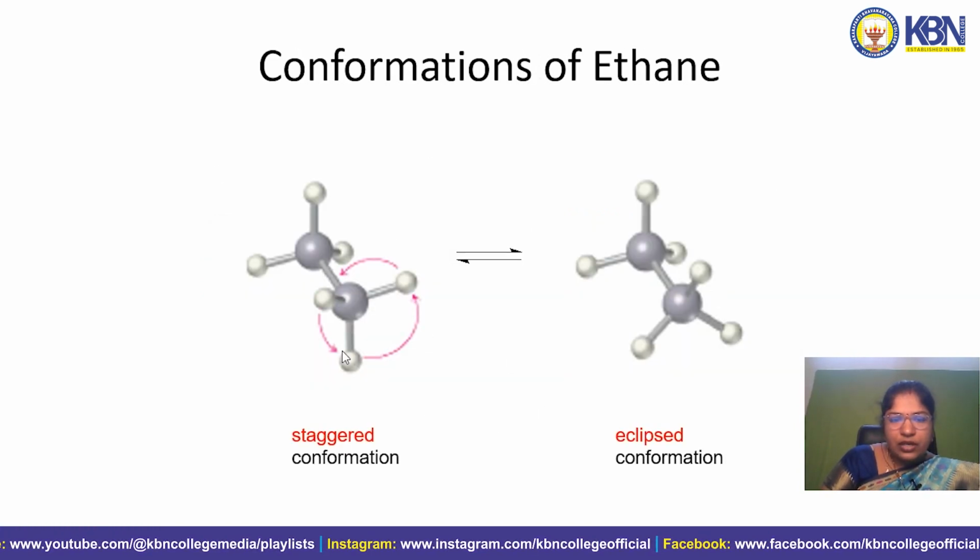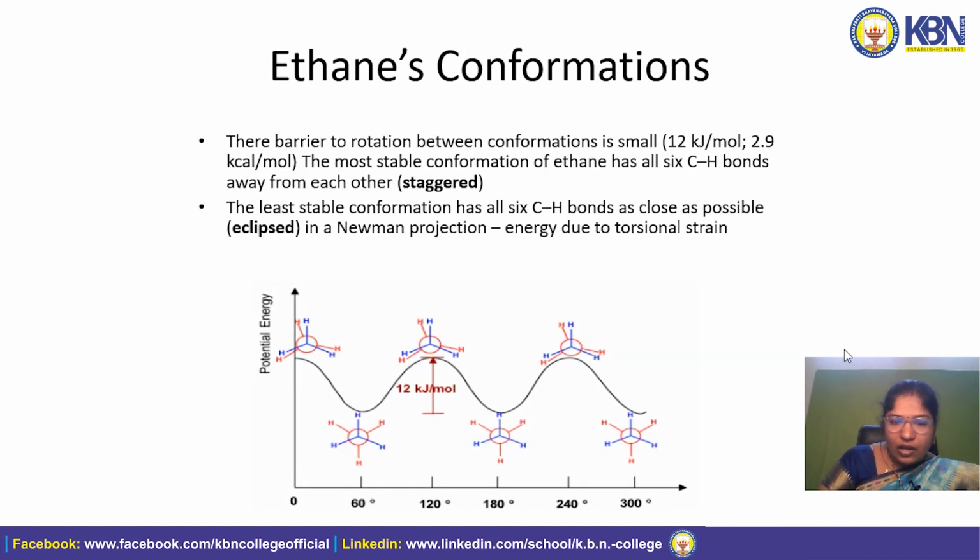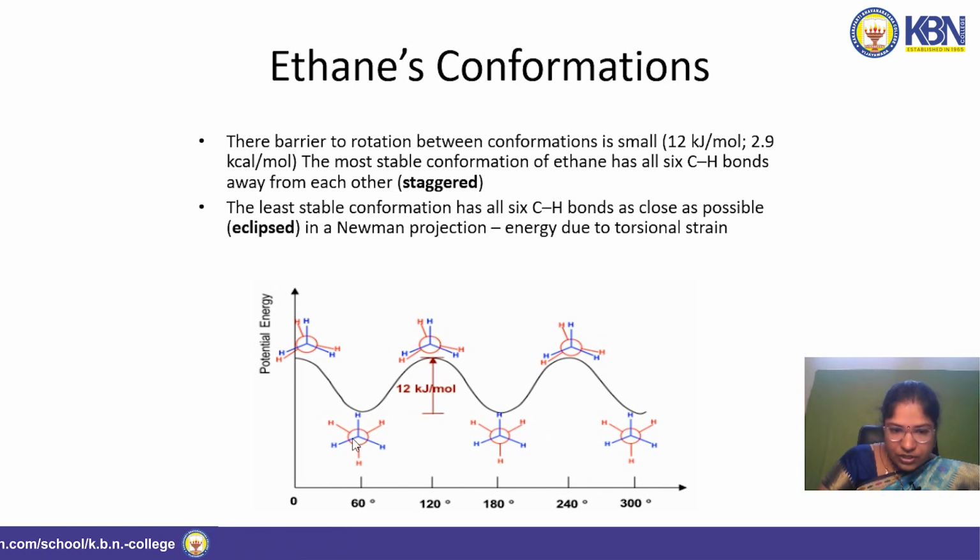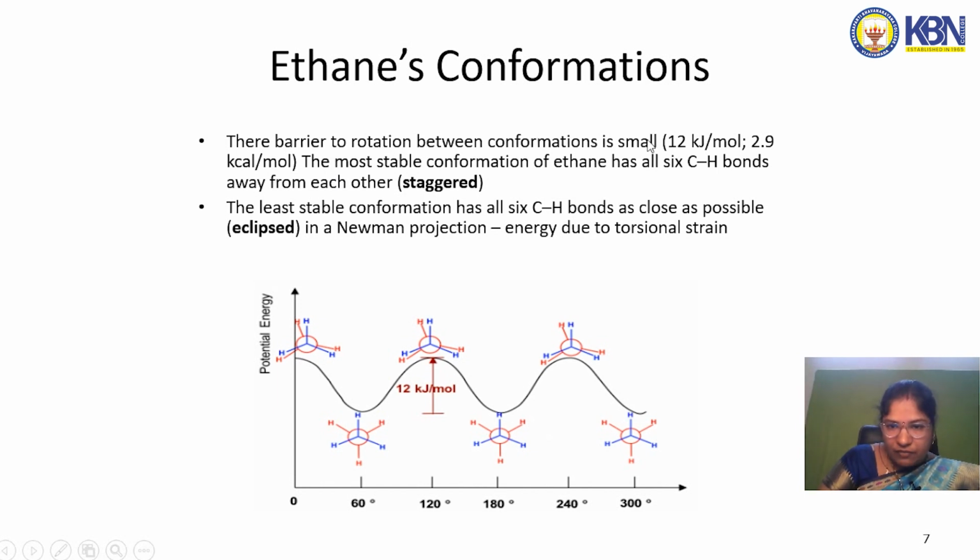This is the conformational representation of ethane, staggered conformation and eclipsed conformation. By the rotation of the carbon-carbon single bond, the staggered conformation is converted into the eclipsed conformation. And this is the energy profile diagram for ethane, showing the staggered conformation and eclipsed conformation. The staggered conformation has low energy and is more stable, and the eclipsed conformation has high energy and is less stable. The barrier to rotation between the conformations is small. The most stable conformation of ethane is the staggered conformation having less energy. The least stable conformation of ethane is the eclipsed conformation, which has high energy.